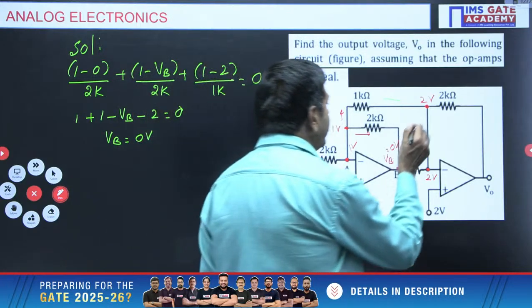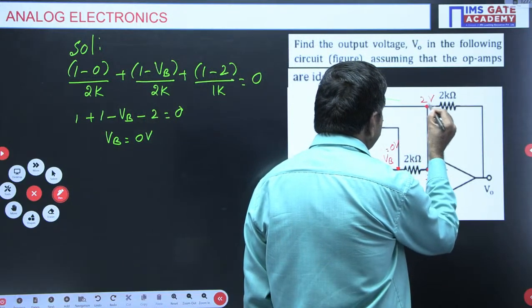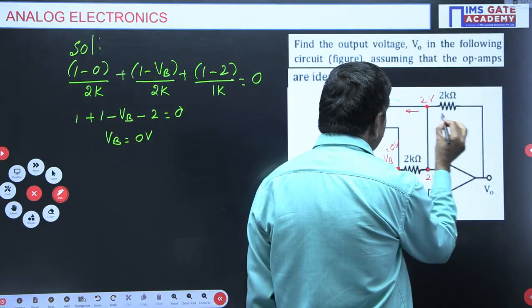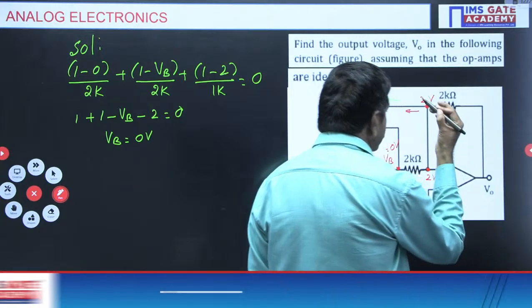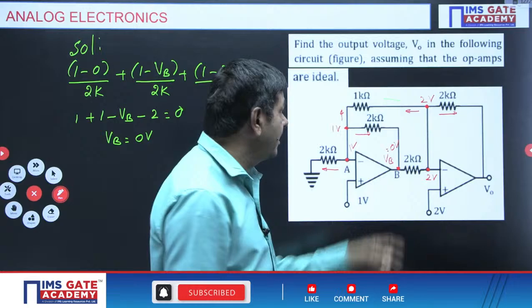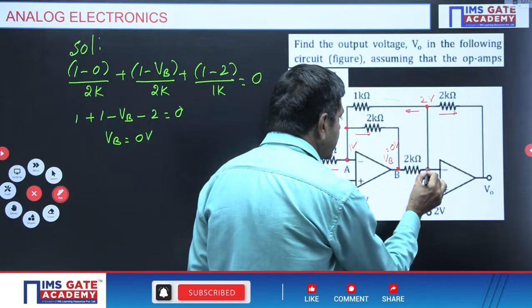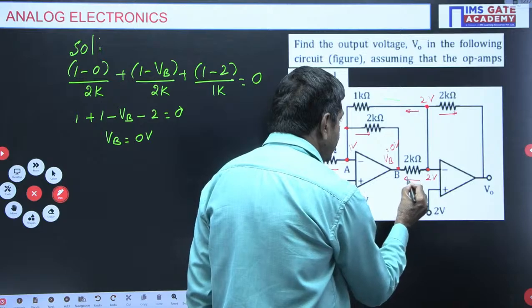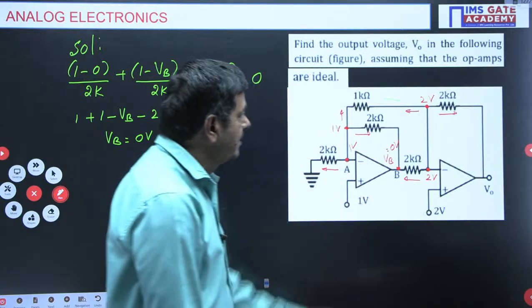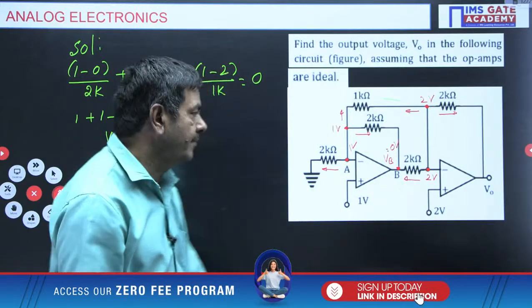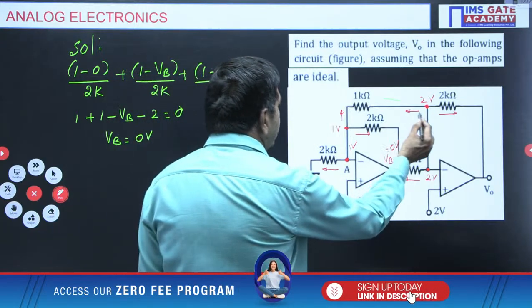To find V naught, I selected this node. Away from the node, I can select the current directions. This current plus this current. You should not stop with these two currents. This current also, because this node and this node are the same. Plus this current away from the node. This current equals 0. This current, that current, and this current are equal to 0 only. But I wish to find this current at first.